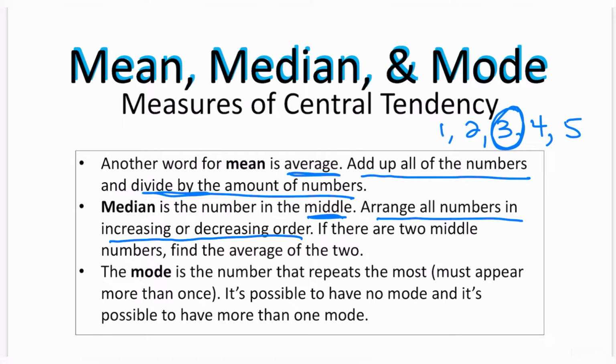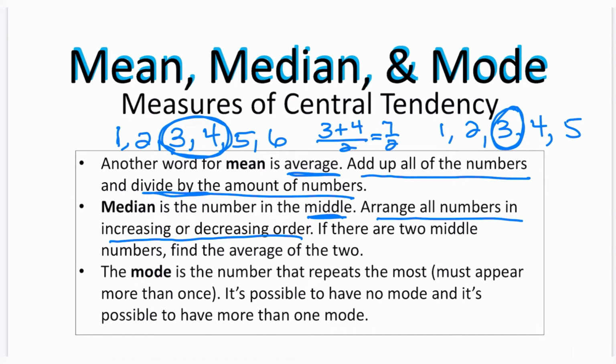But if I have 1, 2, 3, 4, 5, 6, and that is an even amount of numbers, then I'm going to have to take the average of the two numbers in the middle. So 3 plus 4 divided by 2 is 7 divided by 2, which means that the median in this problem would be 3.5, okay?